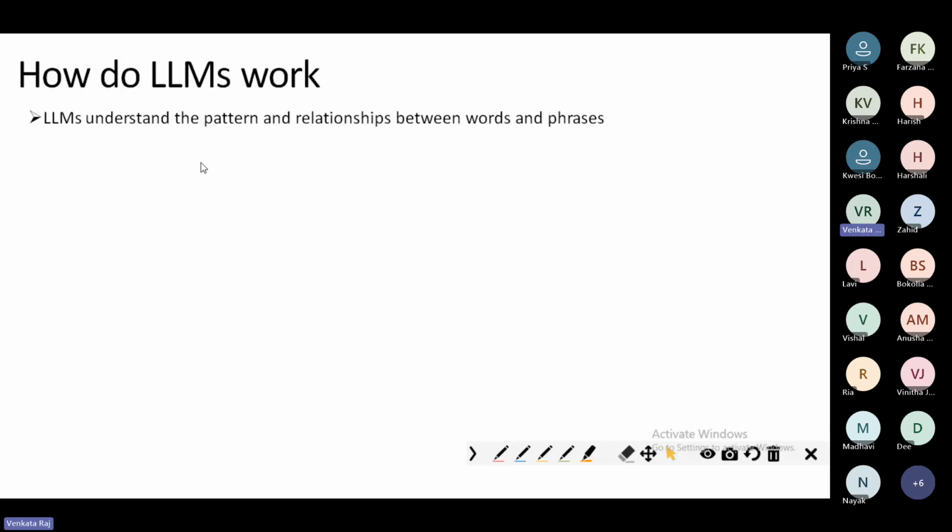When you are giving any text, any instruction, any request, any task, the LLMs, what they do is they understand the pattern, guys, in your text. They try to understand the pattern and what is the relationship between the words and phrases. Are you getting me? Whenever you are giving any text, the LLMs try to understand the pattern and the relationship between the words and the phrases, guys.